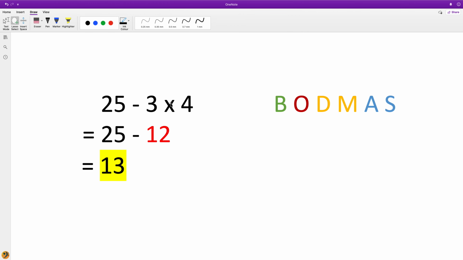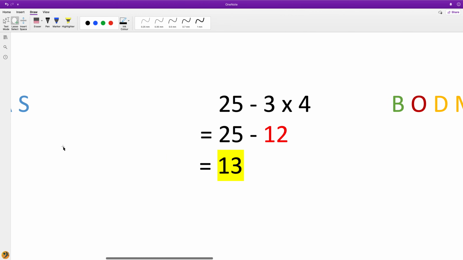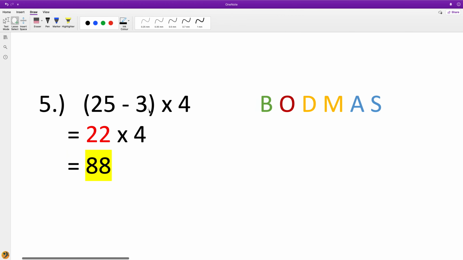So our first line of working becomes 25 minus 12, because the 12 is the 3 times 4. And then we just simply subtract 12 away from 25 to give 13. Once again, a very different answer. Without brackets, we get 13. But when it has brackets around this part of it, the same numbers give a totally different answer of 88.